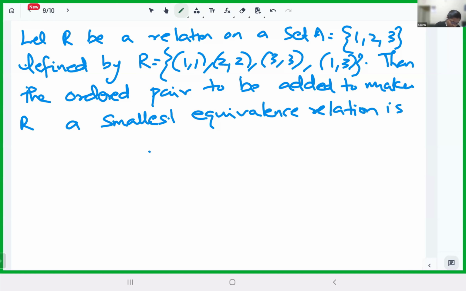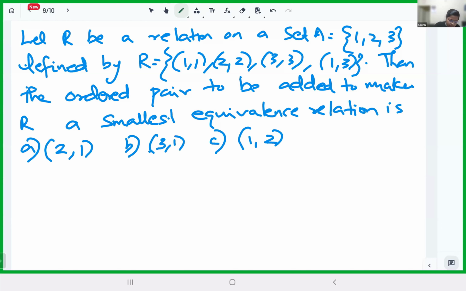First one is (2, 1). Second one is (3, 1). Then third one is (1, 2). Then fourth one is (1, 3).